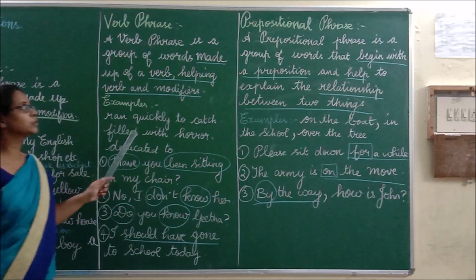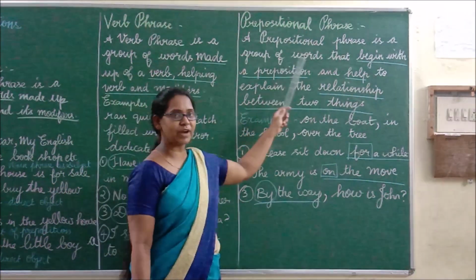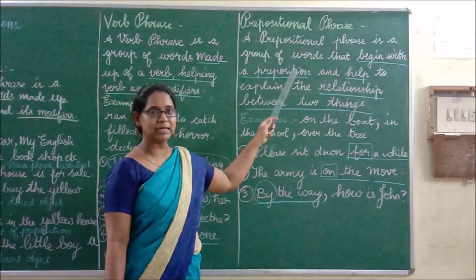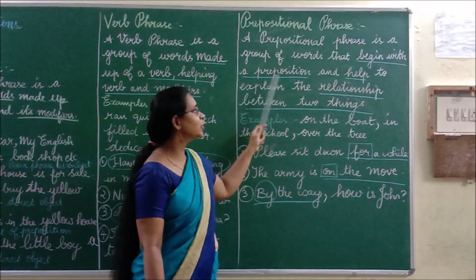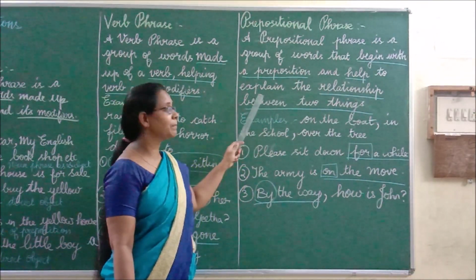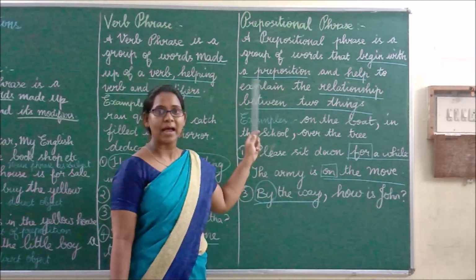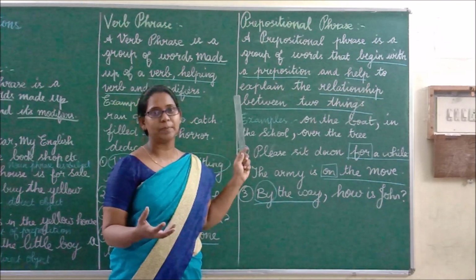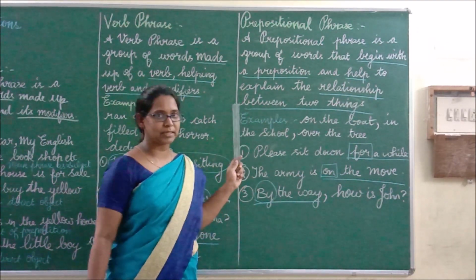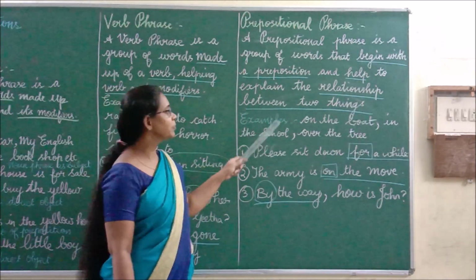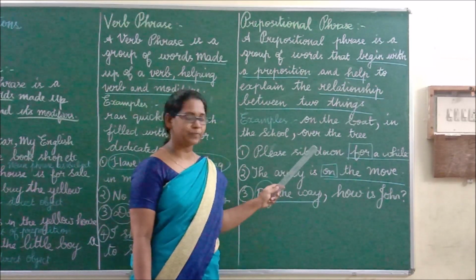Next, we move on to the prepositional phrase. A prepositional phrase is a group of words that begins with a preposition and helps to explain the relationship between two things. It begins with a preposition, which we use in order to show the relationship between the words. Examples: on the boat, in the school, over the tree.